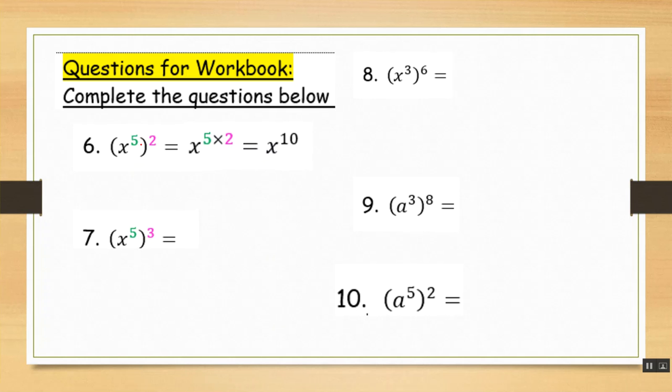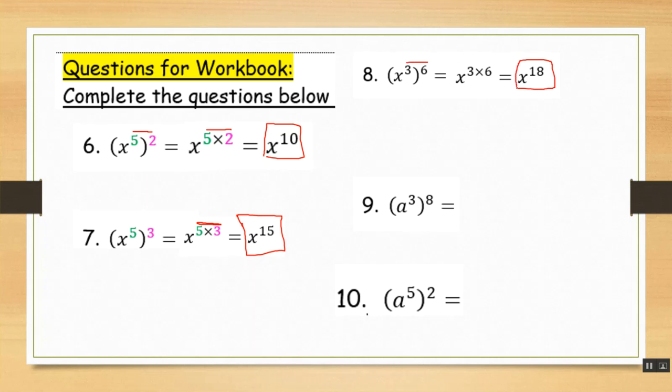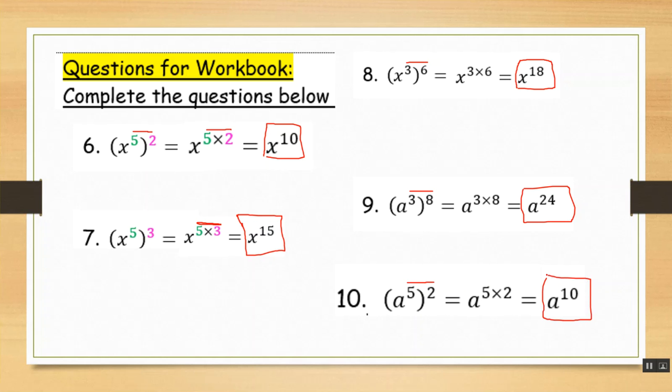Question 6, we multiply the indices. So we get x to the power of 10. 7, we multiply the indices to get x to the power of 15. 8, we multiply the 3 and the 6, so we get x to the power of 18. 9, multiply the 3 and the 8, 3 8s are 24. And 10, we multiply the 5 and the 2, which is a to the power of 10. Just be careful with the bases. Here we had a, here we had x, so you should keep the bases the same.